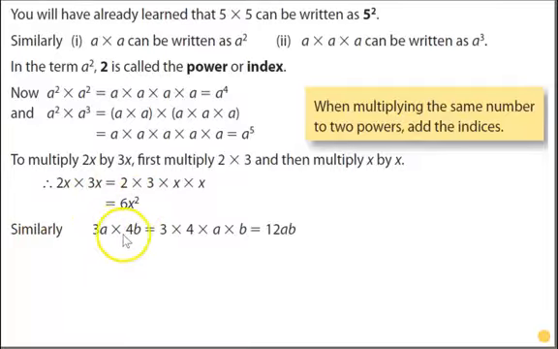Similarly, 3a times 4b, we're going to multiply the big numbers, so 3 times 4 will give us 12. But then we're not going to have any powers because we have a times b, so the letters are different. So we're not going to have ab squared, it will just be ab. Because a letter times a letter, we stick them together.